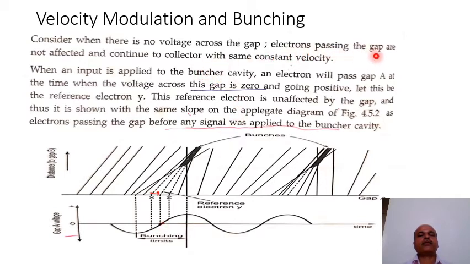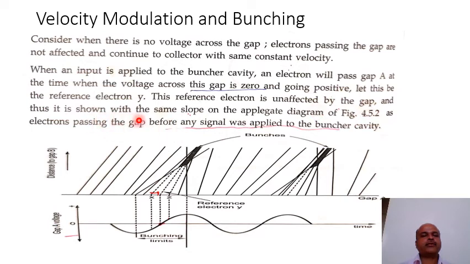The electrons passing the gap are not affected and continue to the collector with the same constant velocity. When an input is applied to the buncher cavity, an electron will pass through gap A at the time when the voltage across this gap is zero and going positive. Let this be the reference electron Y.